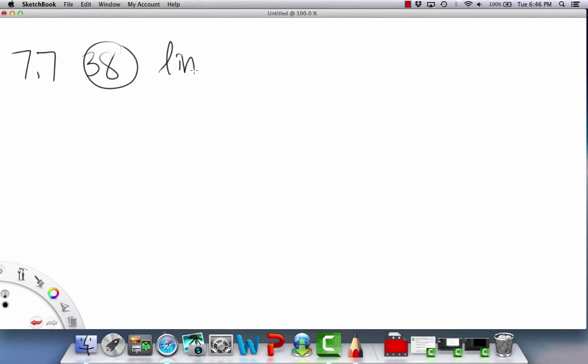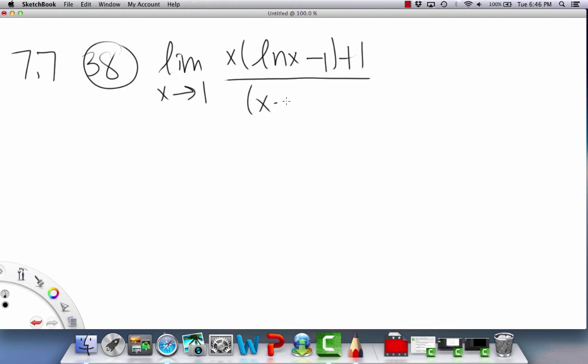So this is what they give us. x goes to 1 on this one, not 0. The limit of x times (ln x minus 1) plus 1, all over (x minus 1) times ln x, right? Oh, this is going to be a long one. Okay, so first of all, we have to plug in the number and see what it turns out to be.